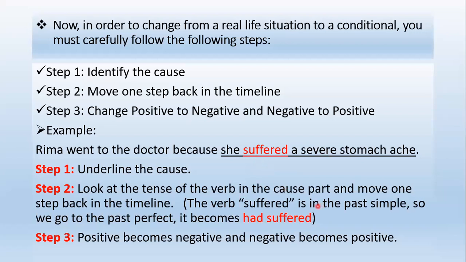So here, suffered would go to had suffered. So past simple would go back to past perfect. And the third thing is that we have to change the action verb from having a positive connotation to a negative connotation. So she suffered becomes if she hadn't suffered. So we should add not to the linking verb.